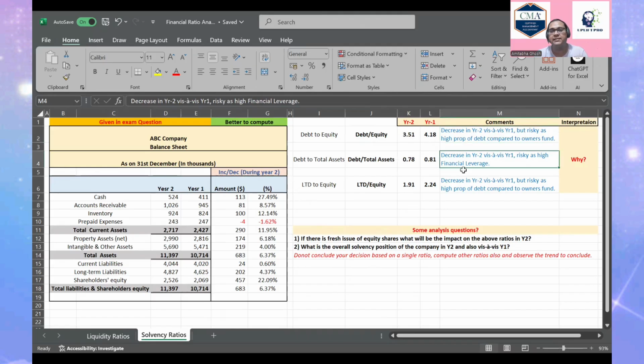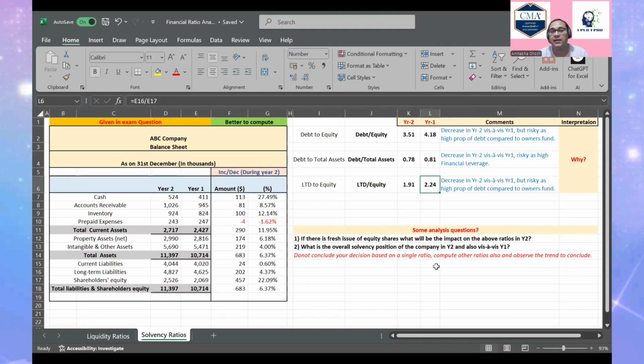Similarly, for debt to total assets, that is how much portion of my assets has been financed by debt, here also we find that there has been a decrease. So basically in case of my debt to total assets, there is also an aspect of risk involved. Similarly, for my long-term debt to equity, if we compare year 2 and year 1, year 2 has become less than year 1, but it is again risky because a high proportion of our debt compared to the owner's fund. So this is basically the interpretation part, how it goes.